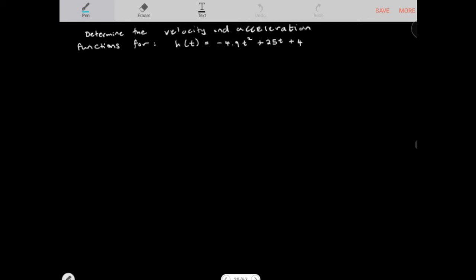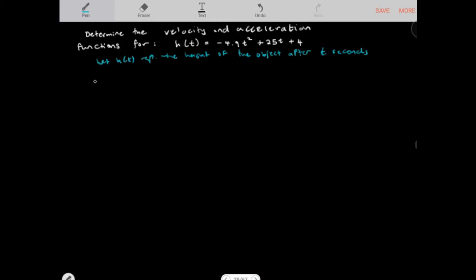It's not mentioned here, but let's assume that h(t) represents the height of the object after t seconds. Okay, so the height of the object after t seconds, and we're basically looking at motion on the y-axis.